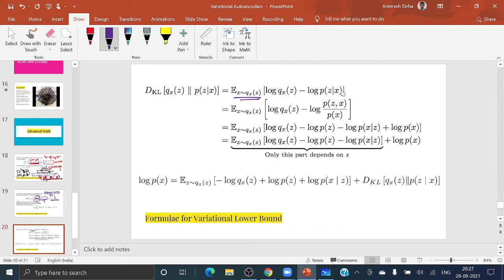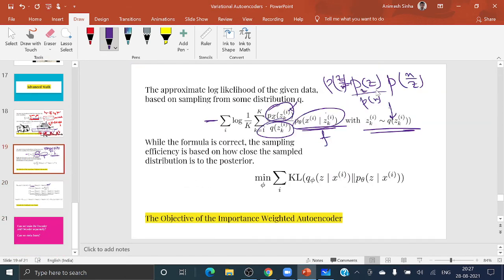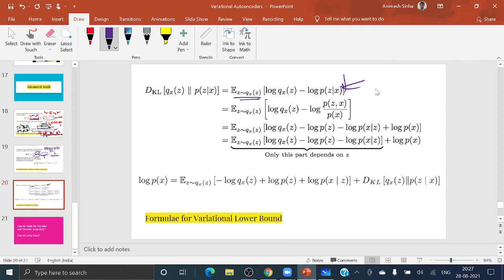So what do we have here? We have just p of z given x. I don't know where this term of p of x went, but anyways, p of x does not depend on z, so we can take it out as a constant. Oh, sorry. Yeah, I got what I messed up.